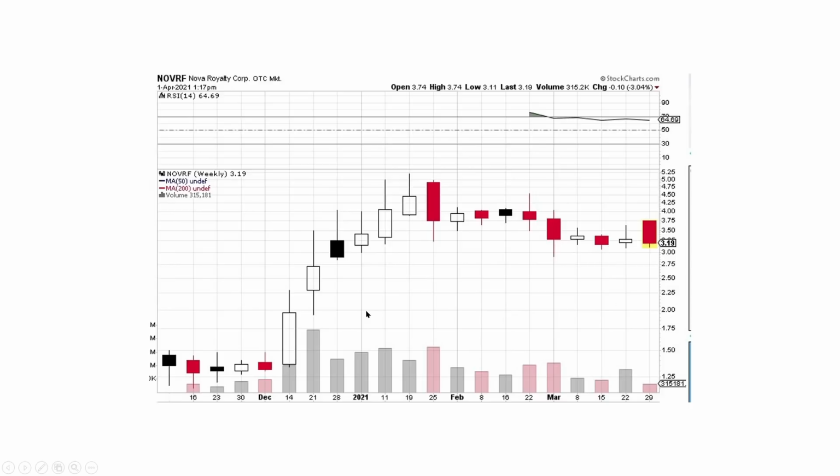I can't wait to buy Nova Royalty. I haven't purchased anything since the first couple times I bought it. I bought it down here, and I've been waiting ever since. I've been wanting to add in, but I want to buy it somewhere, I don't know, down here. I'm getting greedy. But I did buy a good amount. Not a ton, but not too bad.